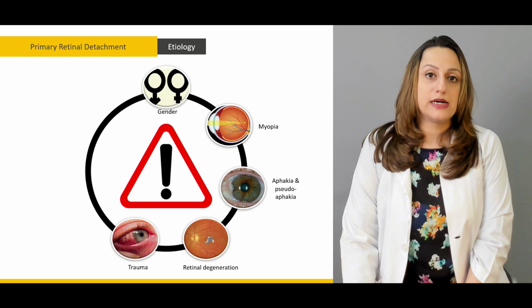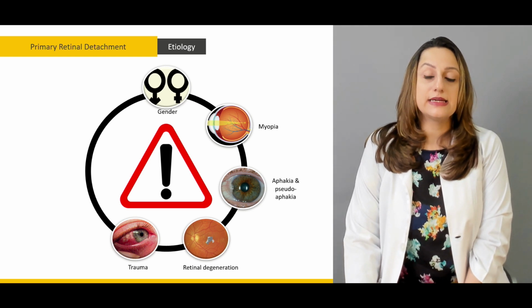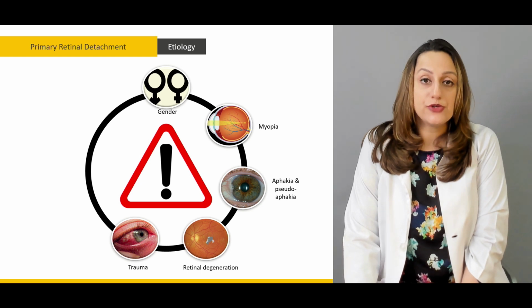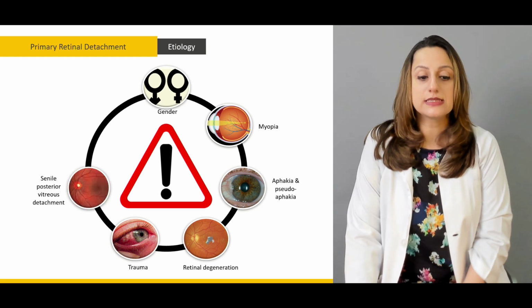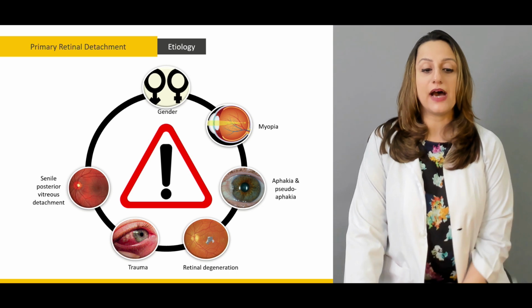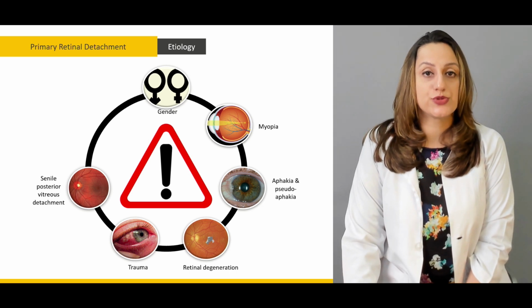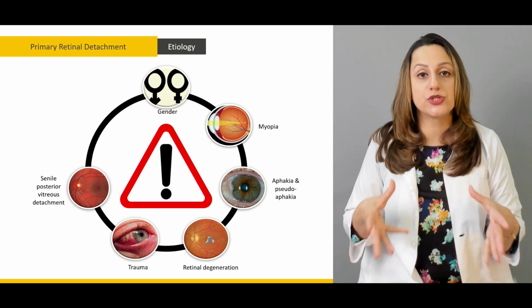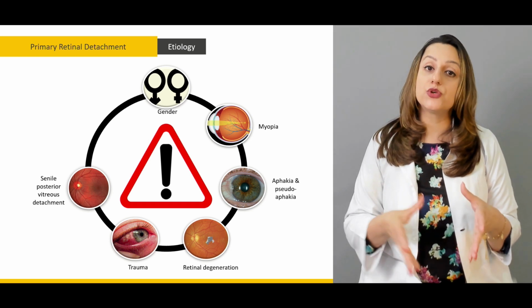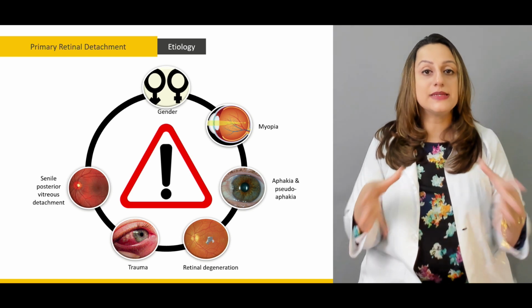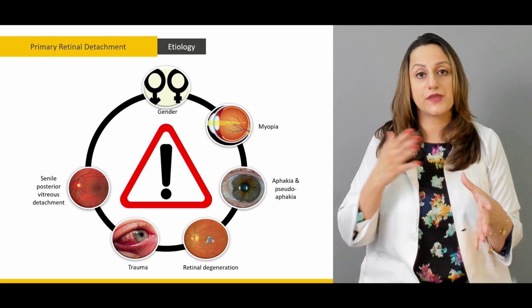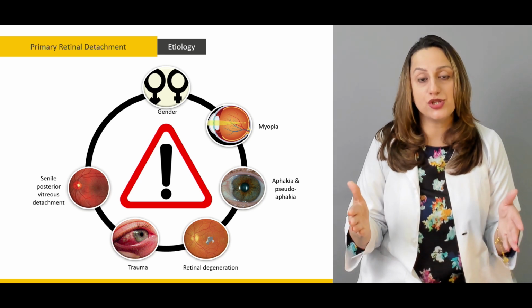Then we have trauma. Trauma can basically be a secondary cause for the development of primary retinal detachment in these patients. On the other hand, we have senile posterior vitreous detachments. When we talk about these age-related vitreous detachments, it's basically the retina itself that has been subjected to a lot of wear and tear due to advancing age.